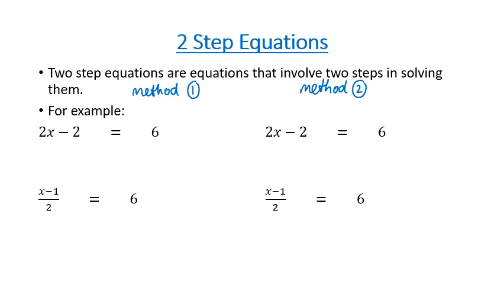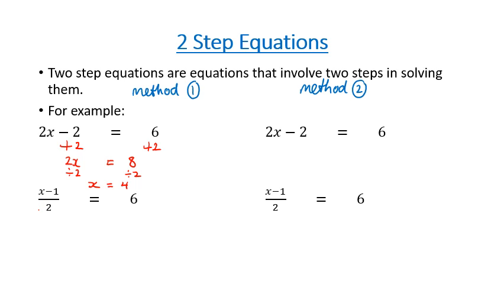So remember in method 1 we're using the inverse operations, but we're maintaining balance. So I've got 2x take 2, the inverse of take 2 is plus 2, that leaves me with 2x equaling 8. 2x is actually 2 times x, so the inverse is divided by 2, therefore x is going to equal 4.